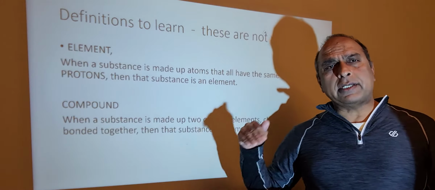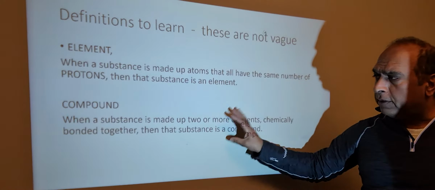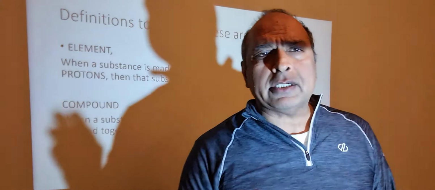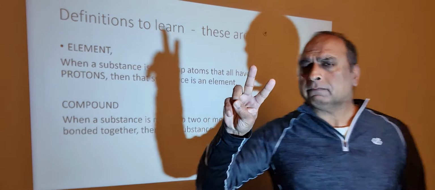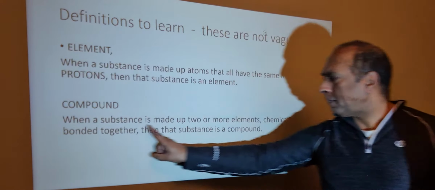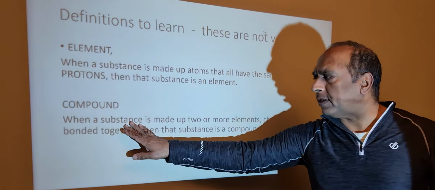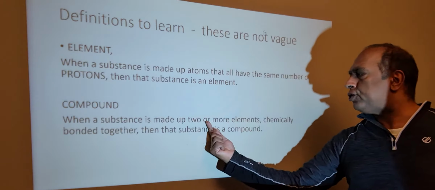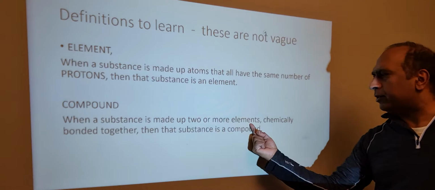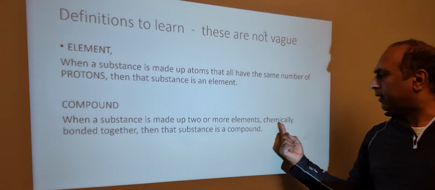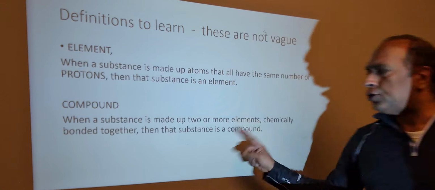So, the first new thing today, I want you to learn. Definitions to learn. They're not vague. I want you to learn this. Normally, when they ask the question, define a compound, in an exam, there are 2 marks. 1 mark for saying a compound is a substance, like that, suitably vague. A compound is something that is made up of 2 or more elements. That nets you 1 mark. And then chemically bonded together. That's the 2nd mark. So 1 mark there, 1 mark here, 2 marks.